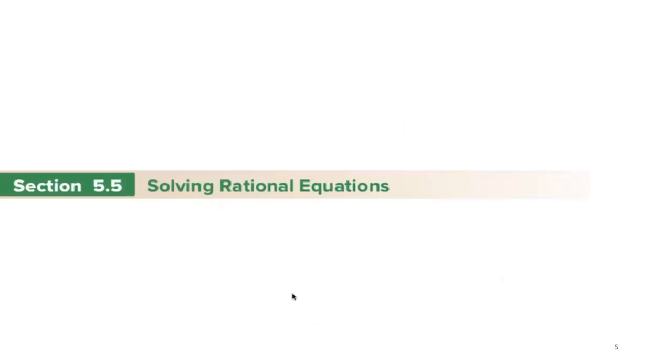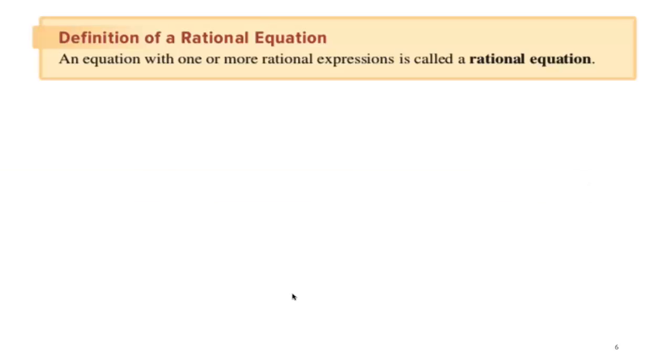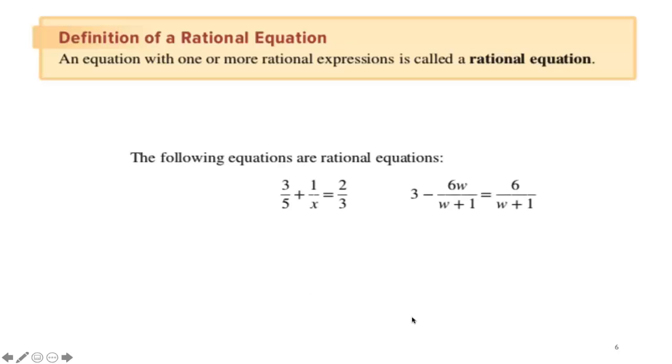Okay, 5.5, solving rational equations. A rational equation is simply an equation that involves one or more rational expressions, which we covered last time. For example, notice here we have a couple of rational equations, where we have an equation that involves a rational expression, which is basically a polynomial over a polynomial. So 1 over x is a rational expression. 6w over w plus 1, for example, is a rational expression, and so is this one. And so these are rational equations.